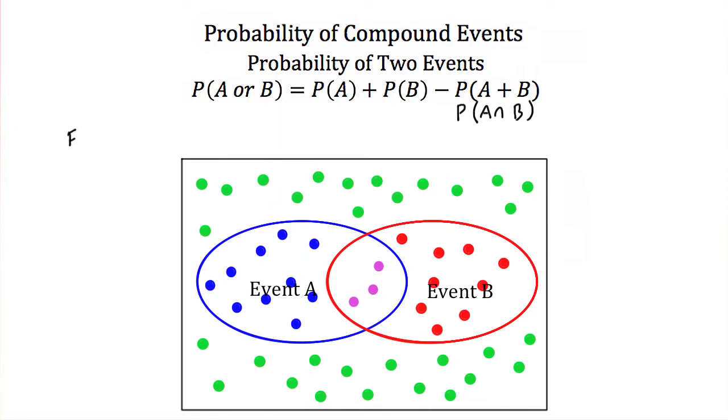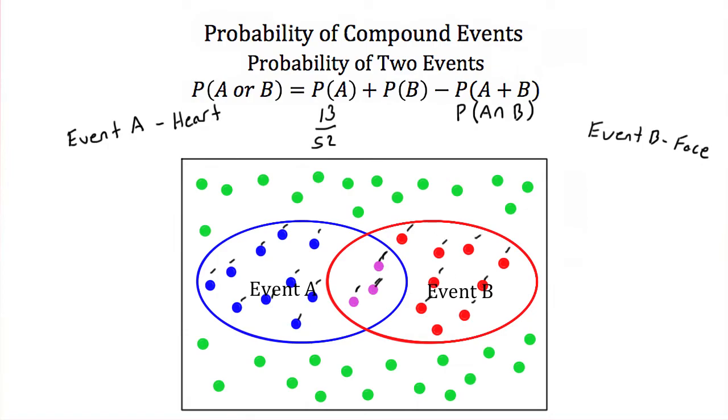So, if event A is pulling a heart from a deck of cards, and event B is pulling a face card from a deck of cards, well, we can find the probability. We count up all of our points. There are 52, because there are 52 cards in a deck. In event A, there are 13 cards that satisfy event A. So the probability of A would be 13 over 52. Now we look at the probability of event B, the probability of pulling a face card. Well, there are 12 different face cards in the deck of cards. So our probability of B would be 12 over 52.